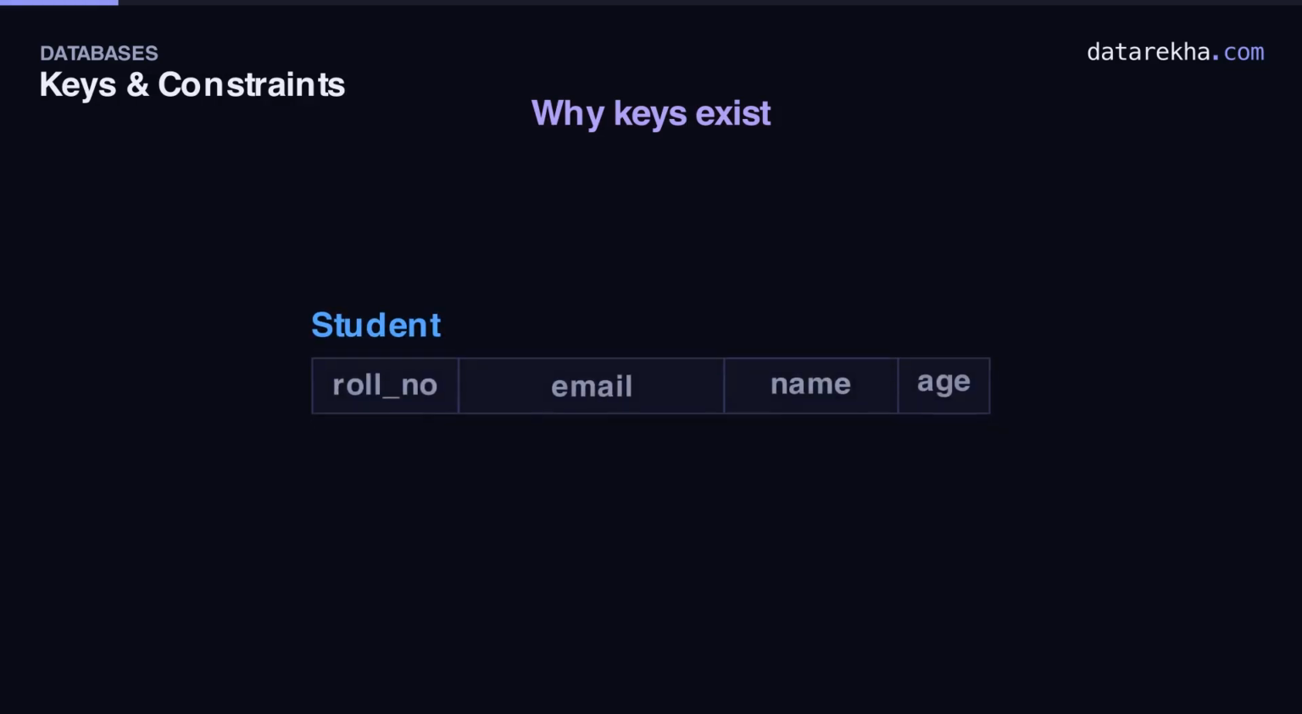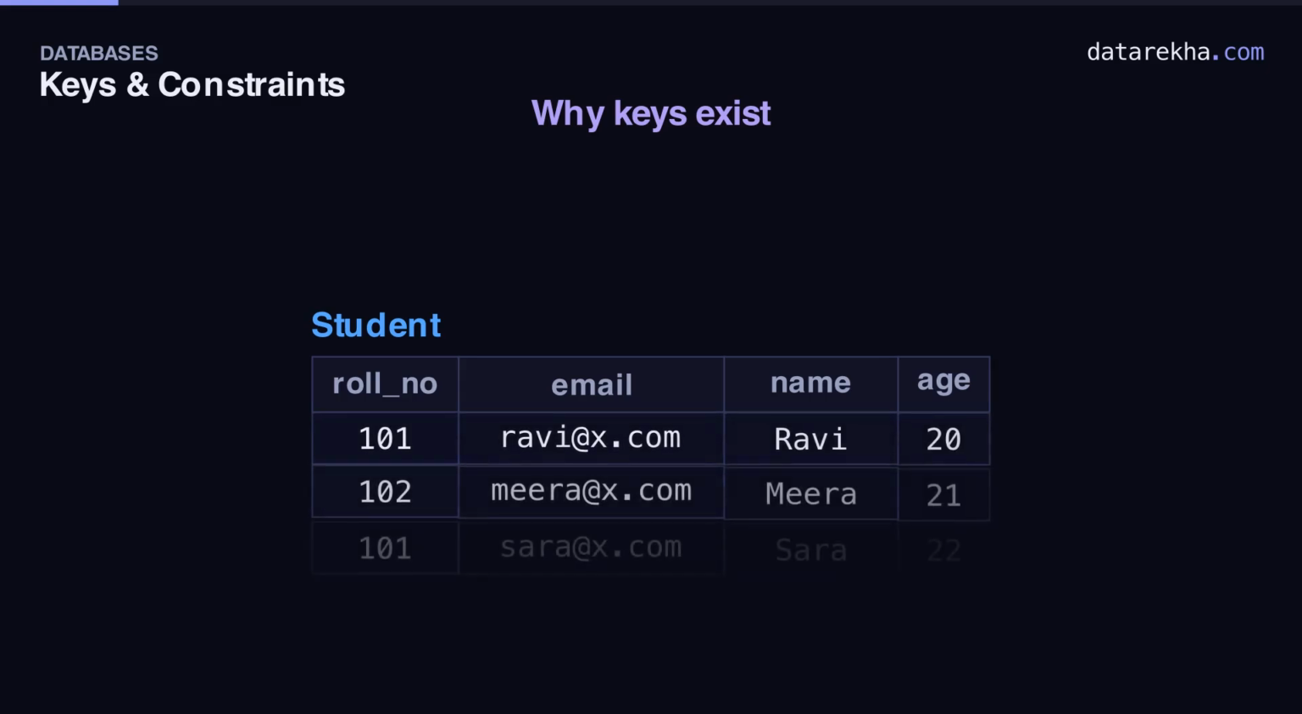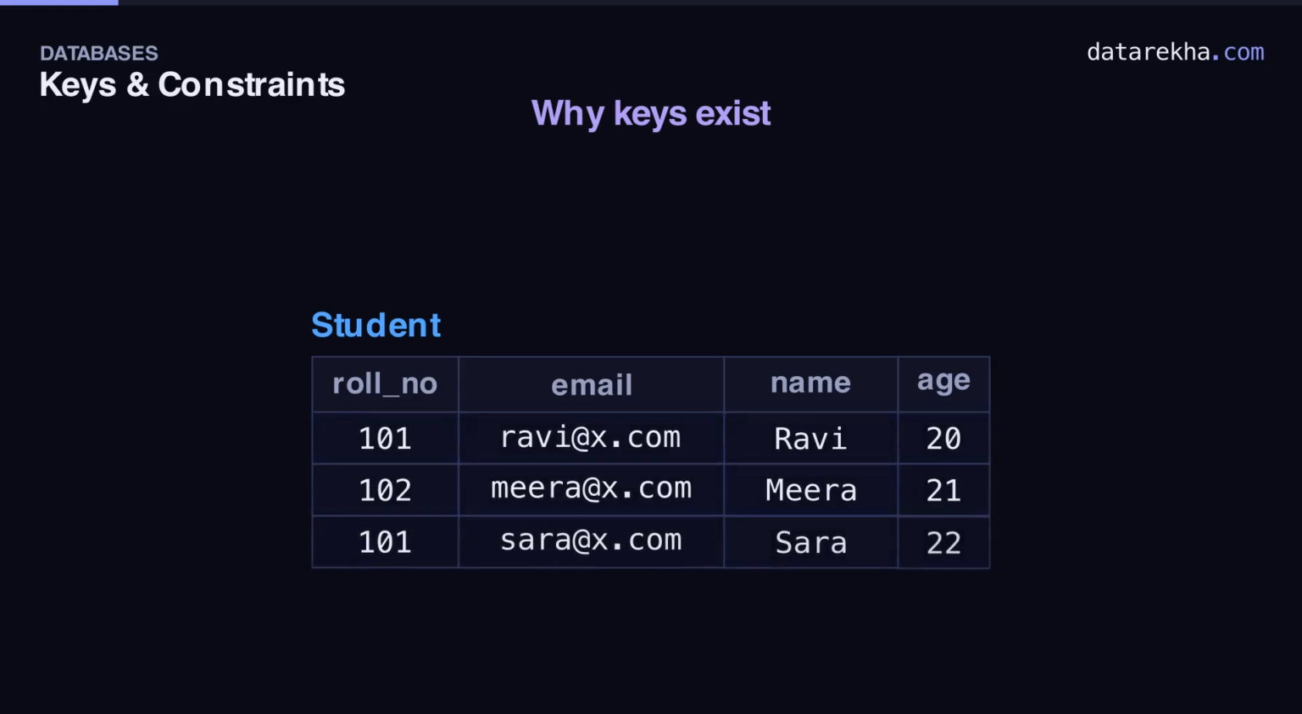Imagine you're building a table of students. Each row is meant to stand for one real person, one identity the system can always find again. But look at the roll numbers. Two different students both carry 101. Now, if I ask for student 101, which one do I get?